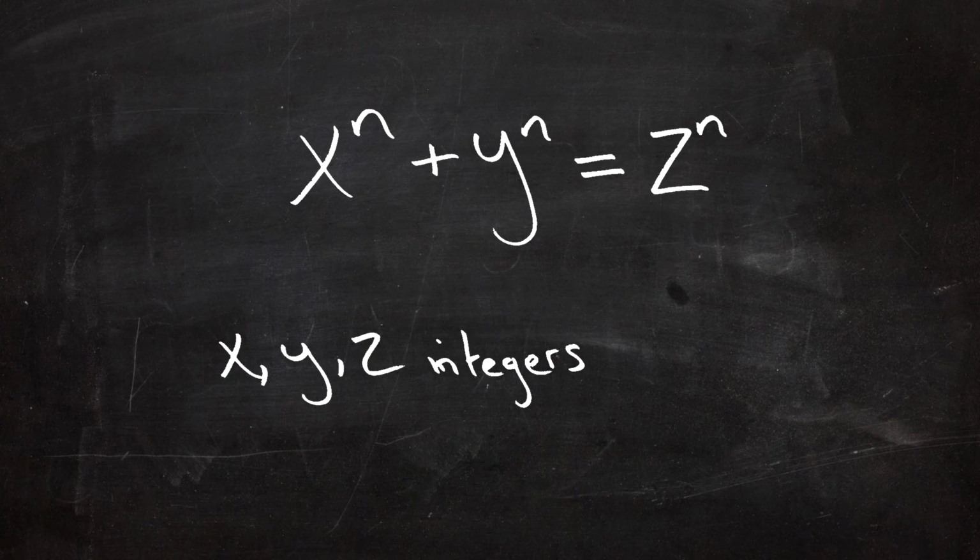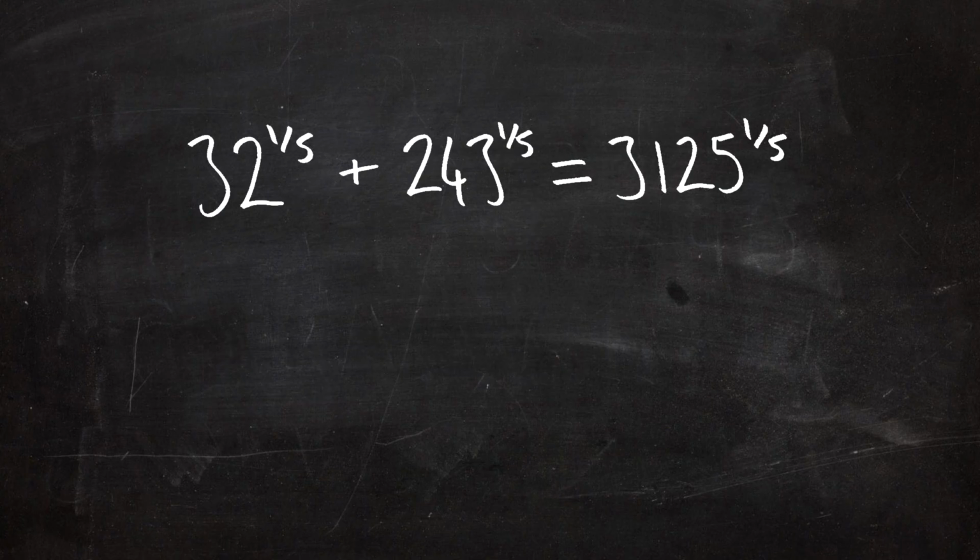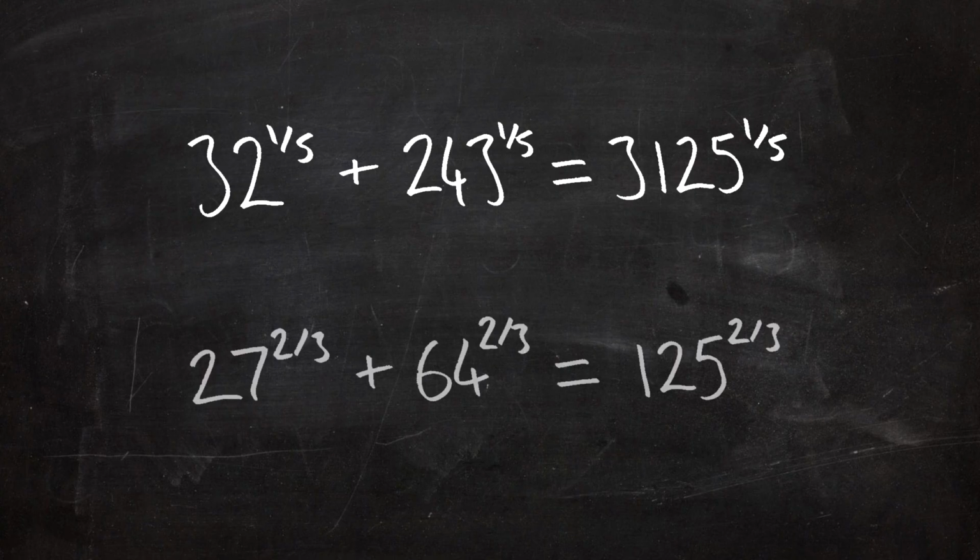Well, we can. Here's an example. 32 to the power 1/5 plus 243 to the power 1/5 equals 3125 to the power 1/5. Or here's another example. 27 to the power 2/3 plus 64 to the power 2/3 equals 125 to the power 2/3. But some of you may have already noticed that these are actually cheats.